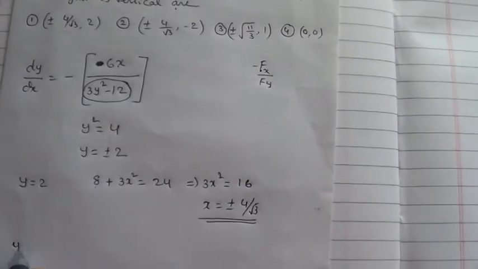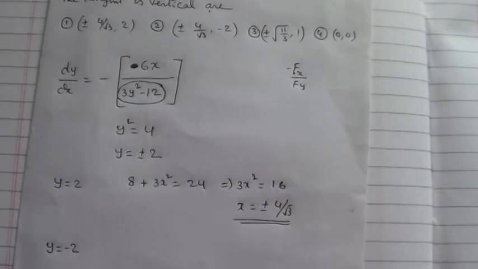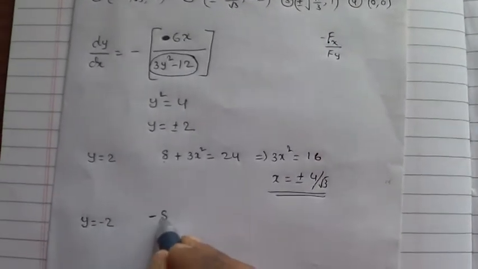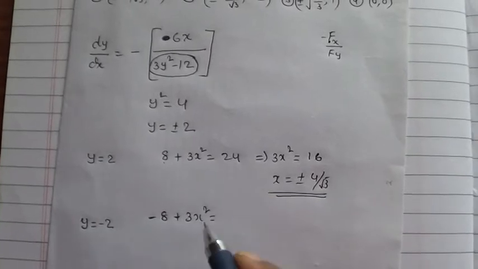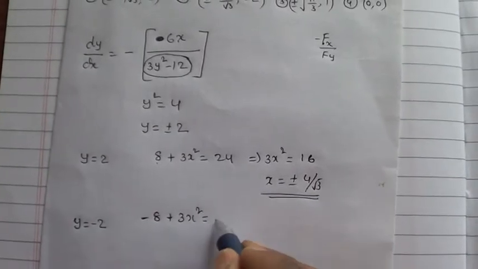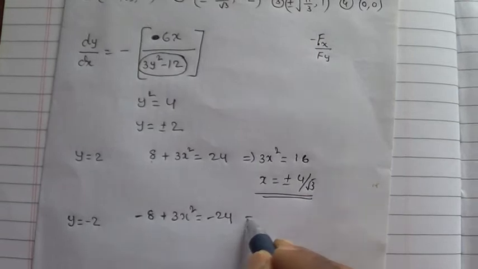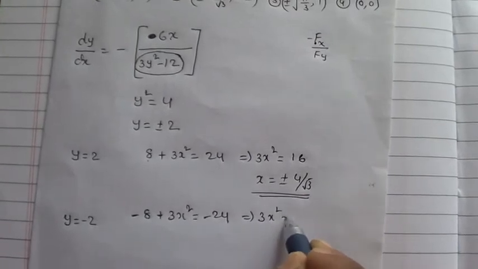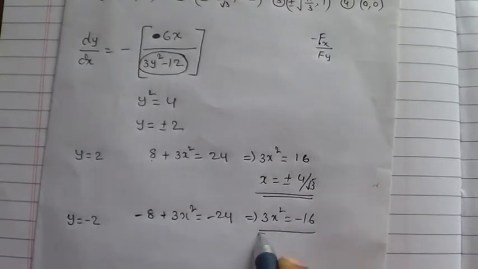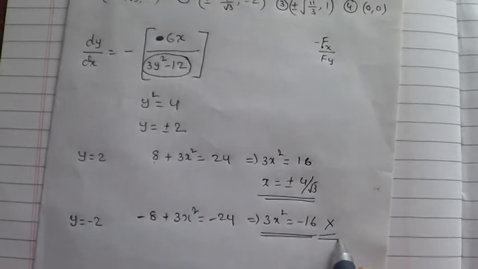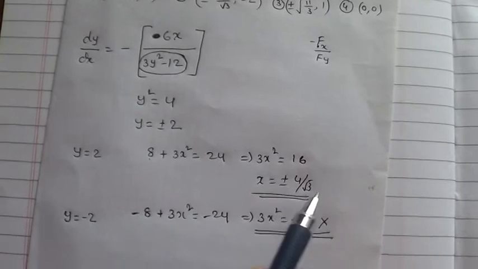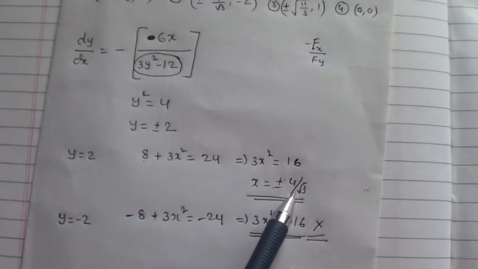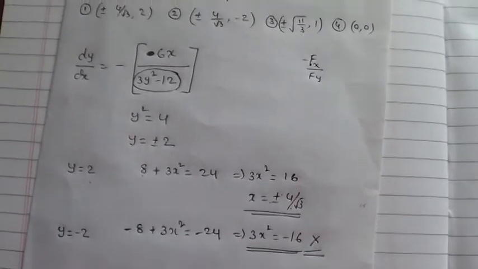Next, if you take y equals minus 2, what happens? Minus 8 plus 3x square is equal to 12 times minus 2, that is minus 24. So we are getting 3x square is equal to minus 16. Square of a number cannot be negative, so there is no point in this case. That's why the required answer is plus or minus 4 by root 3 comma 2. Okay, next we are going for another question discussion.